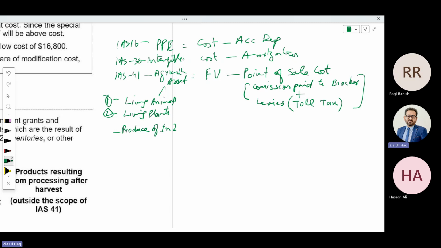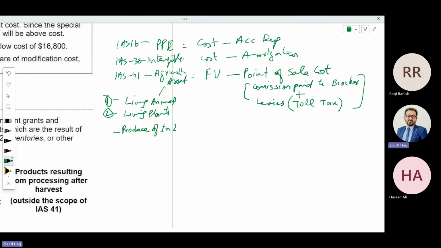That doesn't come under overheads. No, that will be part of point of sale cost. These taxes are not sales tax. These taxes are not income tax. These taxes are called levies, like Salik in UAE. In other countries, its name could be different. Toll tax means moving from one place to another. On the way, you need to pay this tax. If you are using any highway, you need to pay this tax.